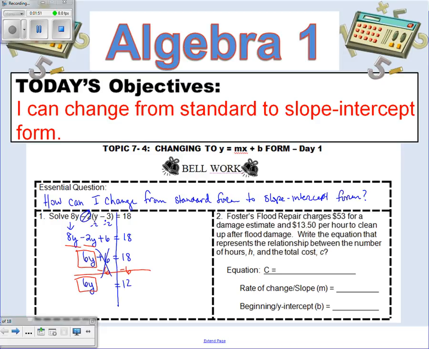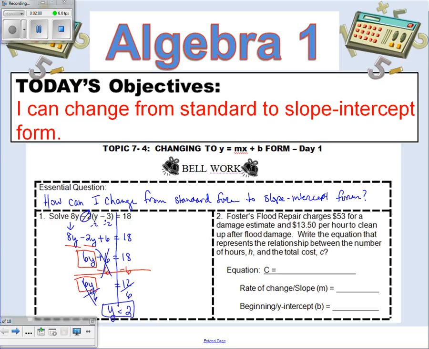Now we need to get the y by itself, so we do the opposite of what's going on in the box. That is 6 times y, so we're going to divide by the number in the box. That'll leave us with y equals 12 divided by 6 is 2. So our answer is y equals 2.